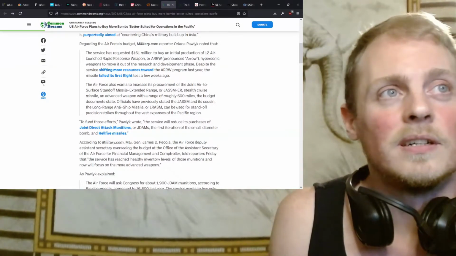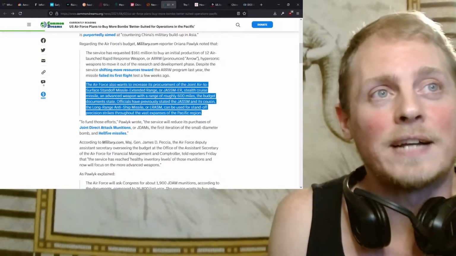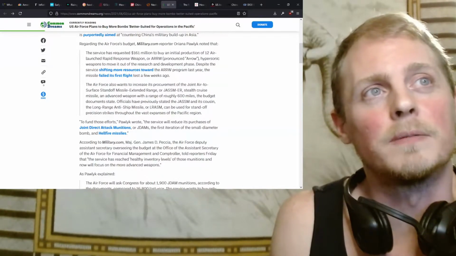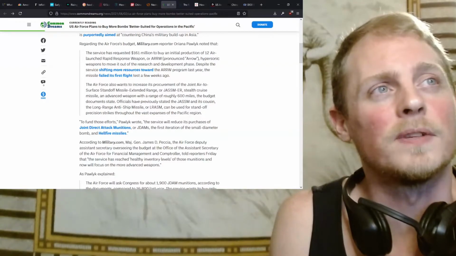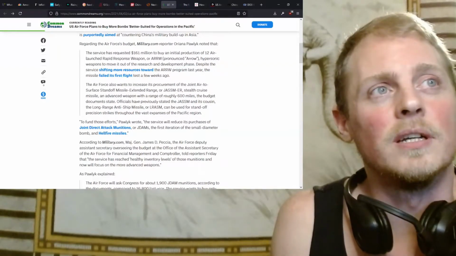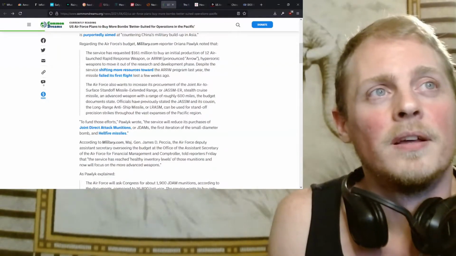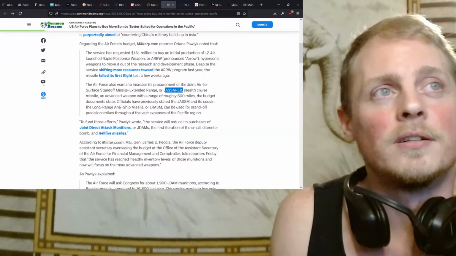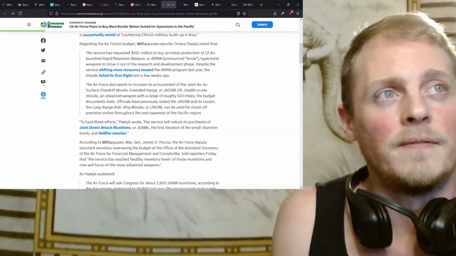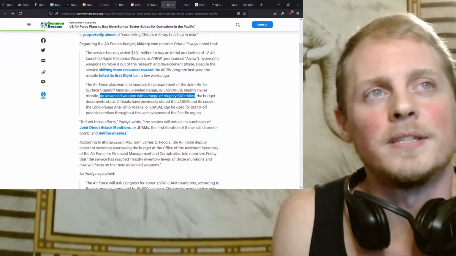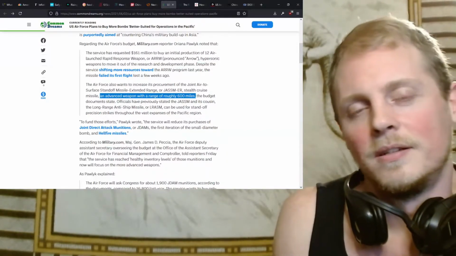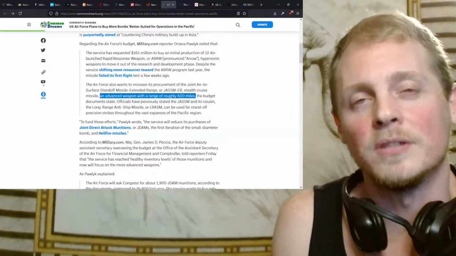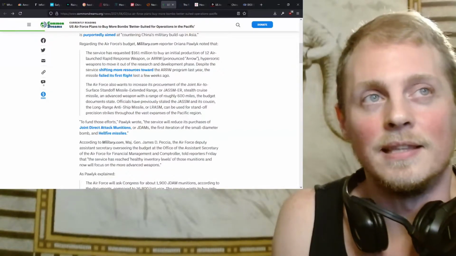So the threat of nuclear war is actually increasing, despite what a lot of people think. The Air Force also wants to increase its procurement of the Joint Air-to-Surface Standoff Missile Extended Range, or JASSM-ER, a stealth cruise missile, an advanced weapon with a range of roughly 600 miles. China has nuclear missiles that can go 900,000 miles. This is nothing in comparison.